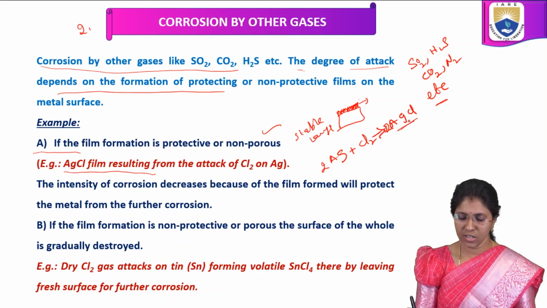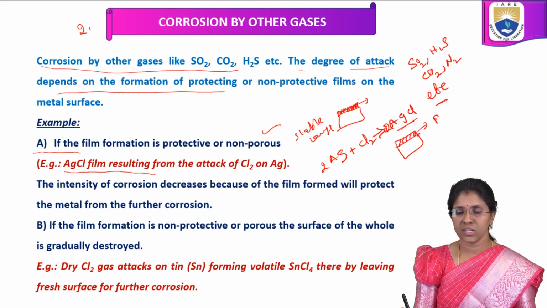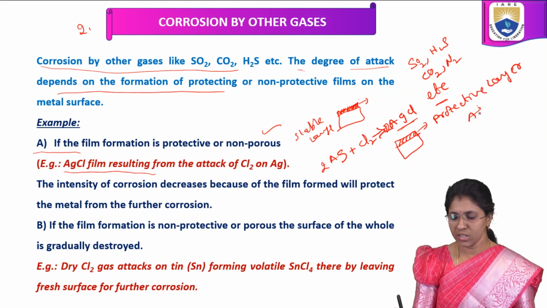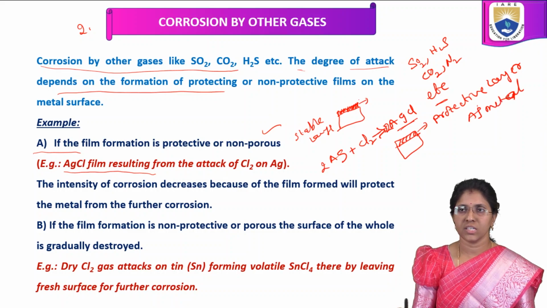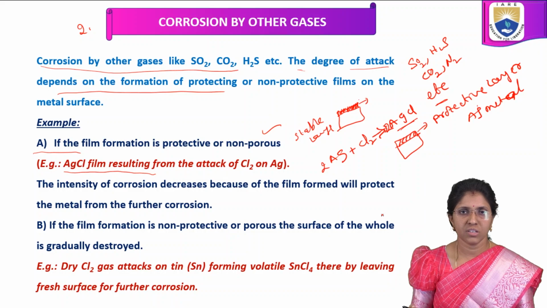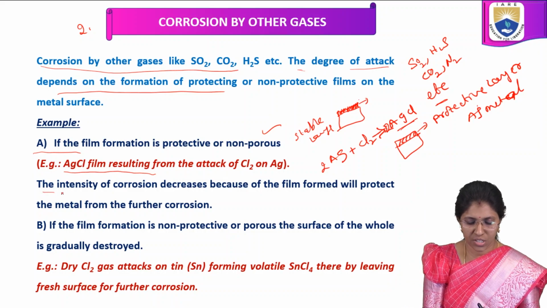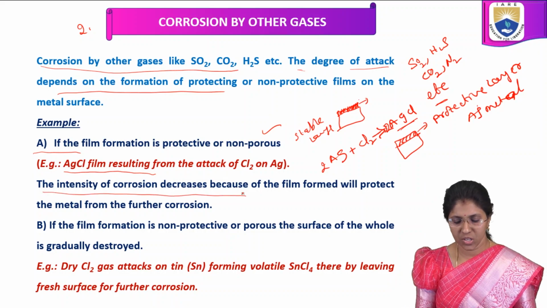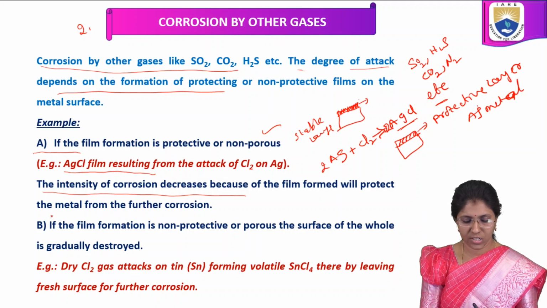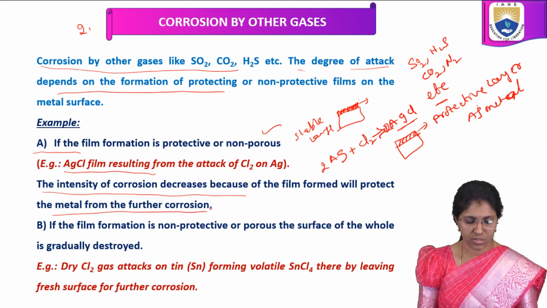So on the silver, a silver chloride layer is formed. This acts as a protective layer to the silver metal. That's why further corrosion does not take place. The intensity of corrosion decreases because the film formed will protect the metal from further corrosion.